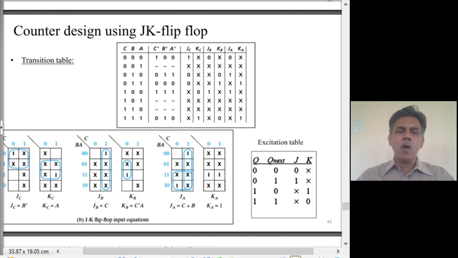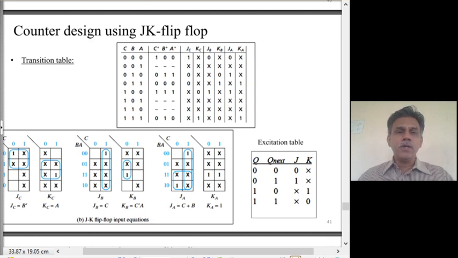Then we will look at how the whole process of designing using JK flip-flops can be simplified using a shortcut method. We will also look at what happens when we have a sequential machine having a state graph which has certain unused states.